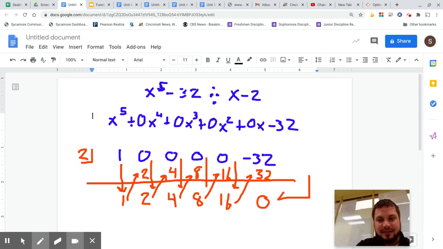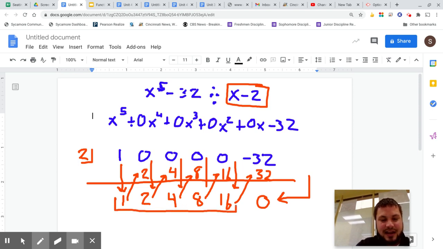Now again, this remainder of 0 means that x minus 2, yes, is a factor of x to the 5th minus 32. And my new answer, again, these are my coefficients, and I now have 1 less degree than the original problem. So the original problem was to the 5th, which means my answer is to the 4th. 1 x to the 4th plus 2 x to the 3rd. Notice that my degrees are just going down by 1. Plus 4 x squared plus 8x plus 16.